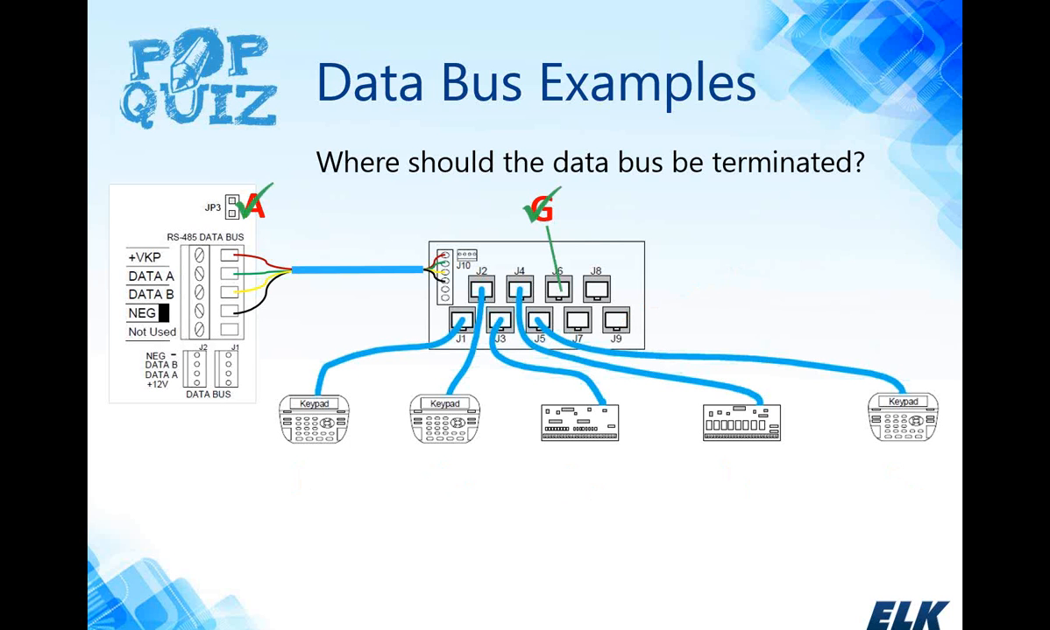All right, the correct answer would be A and G. In this case, we have the data bus hub, and there's just a single run going to the data bus hub. So JP3 on the main board would be terminated, and then we have 5 devices connected to the hub. So the first unused port of the hub, you would insert the terminating plug. So in this case, the answer was A and G.